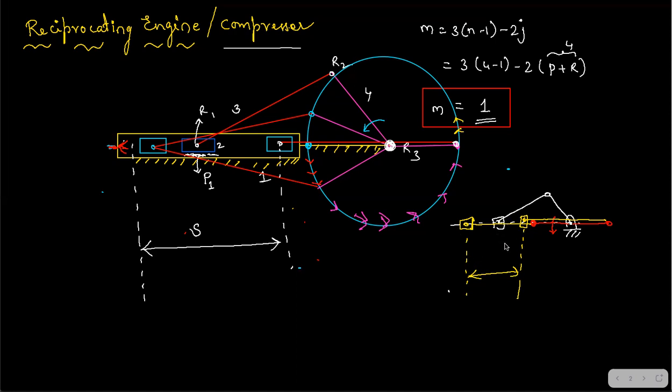Now how to find out this? Let's say that this is L and this is R. Crank length is R and L is the length of the connecting rod. Now here, first extreme position, from here to here, this distance is very easy to find out. It's L plus R, right? First extreme position, this red crank plus the connecting rod length.